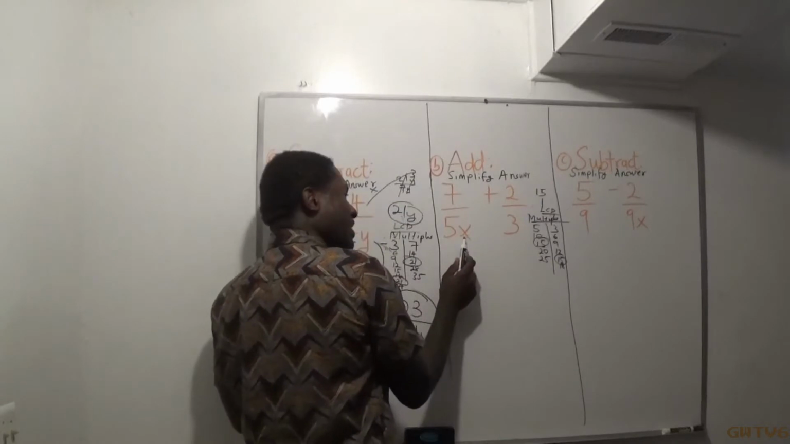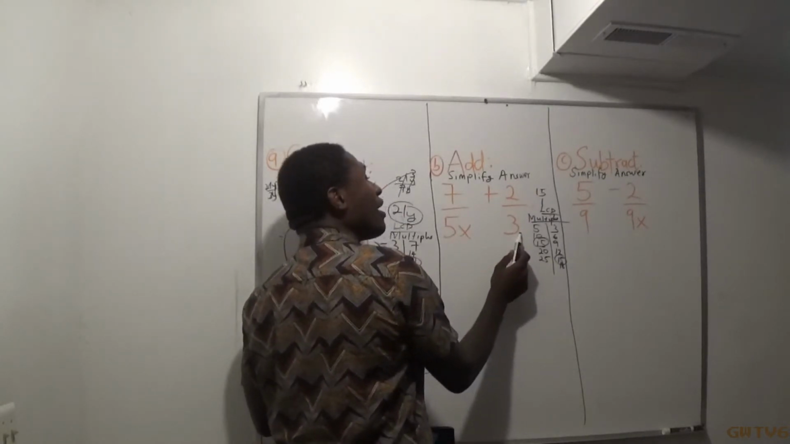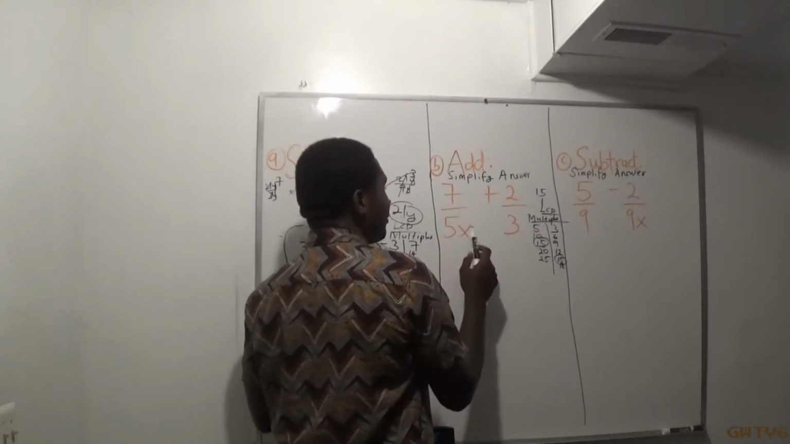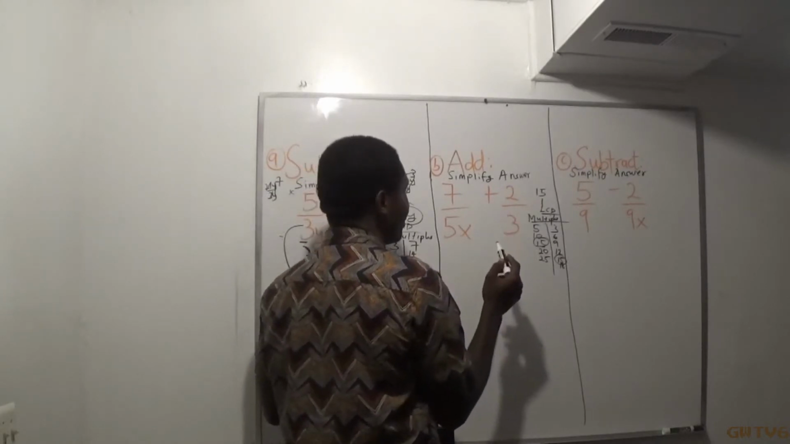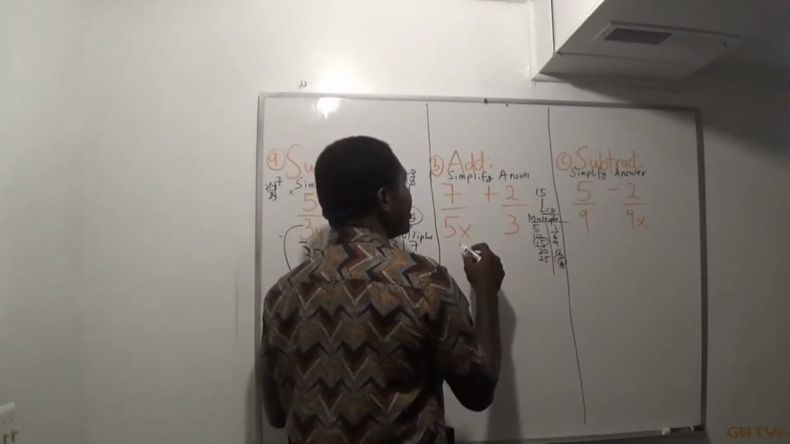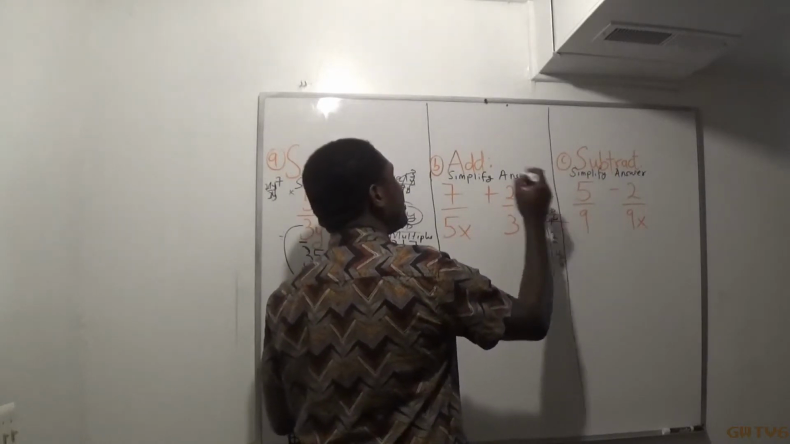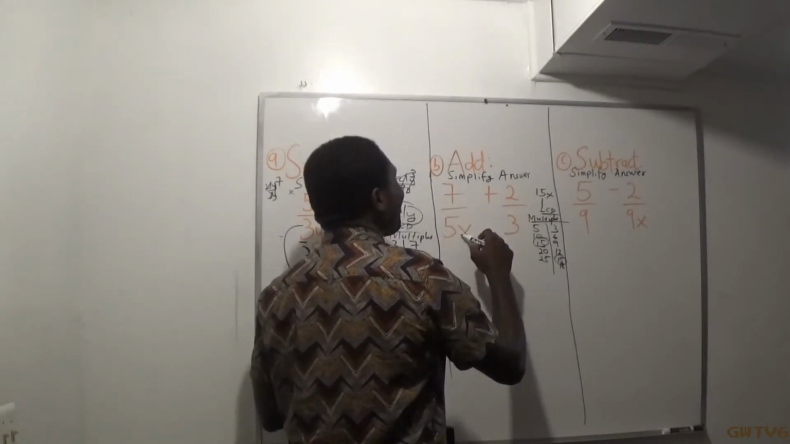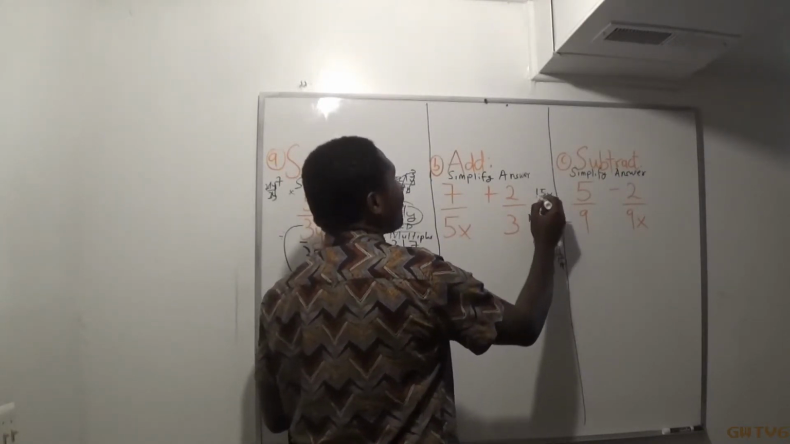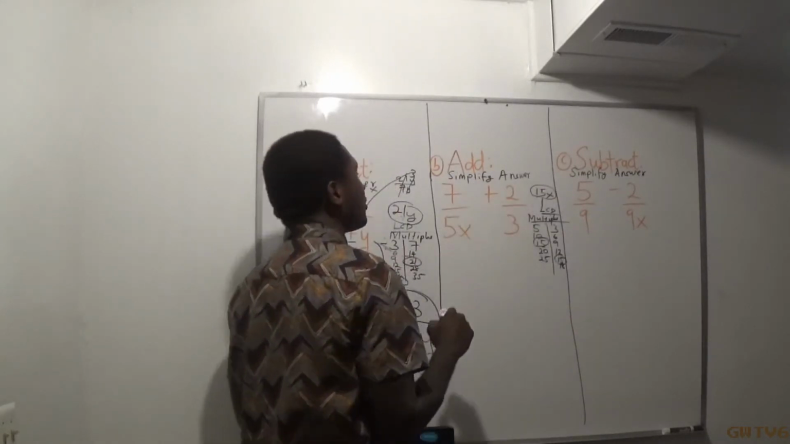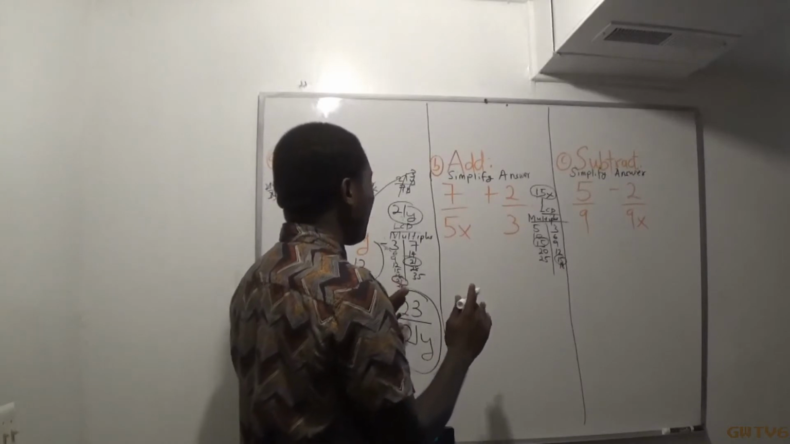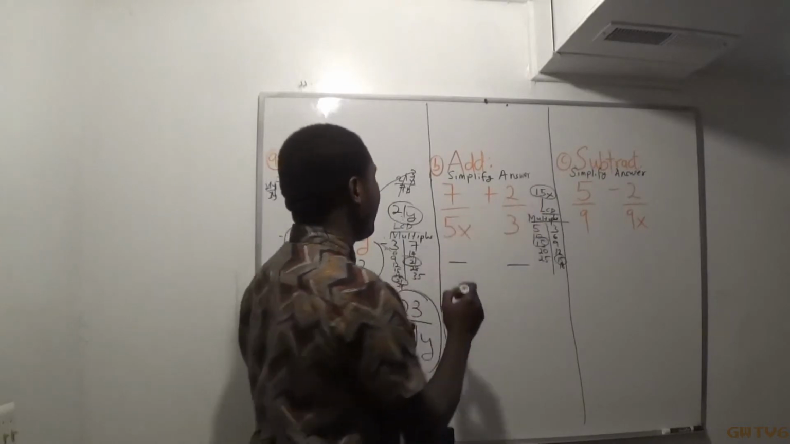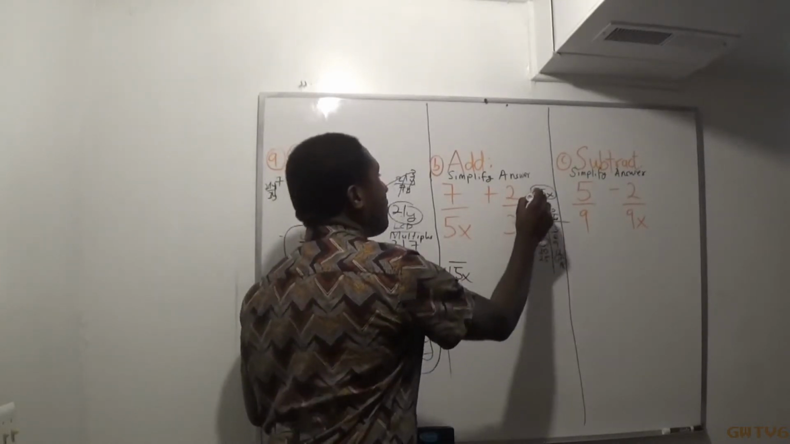But then I see a variable x here, but there's no variable here. So even though the variables are not common, I'm still going to have just one of the x's here. I'm going to have that one x added to the 15, so I have 15x as my LCD. So now that I know what my LCD is, instead of 5x, I'm putting 15x. Instead of 3, I'm putting 15x.